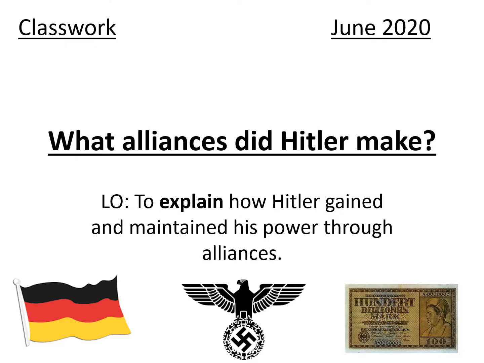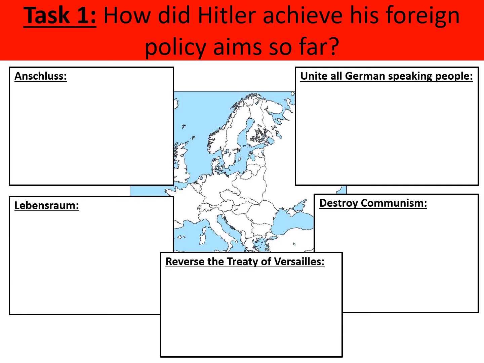The second page is all about alliances that Hitler made. Now, that's quite a lot of work. If you want to have a little bit of a break and go away and make yourself some food and drink, or go and sit outside, or do another subject, then that could be good, and then come back to this video when you're ready. Or if you're like, no, I'm in the zone, let's keep going. This one shouldn't take as long.